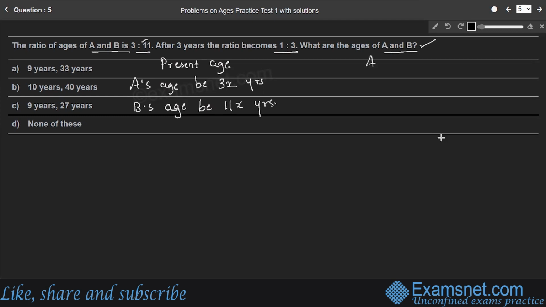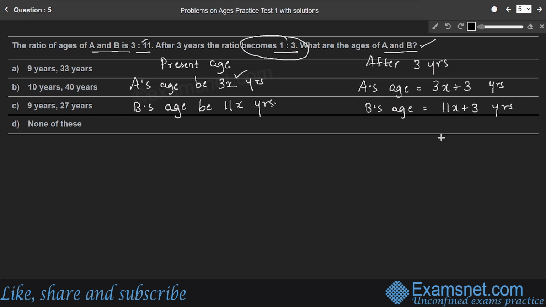So after 3 years, we'll consider A's age will be present age plus 3, which is 3x plus 3 years. And B's age becomes 11x plus 3 years. And the ratio of their ages becomes 1 is to 3. Therefore, we'll consider the ratio of their ages, 3x plus 3 by 11x plus 3, is equal to 1 is to 3, which is 1 by 3. So what are the present ages of A and B?